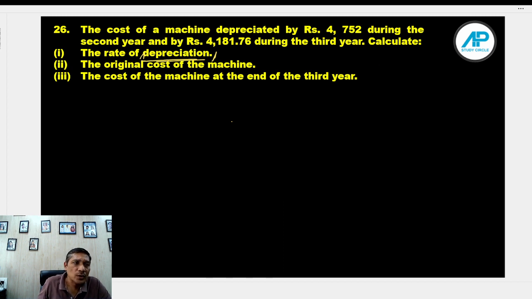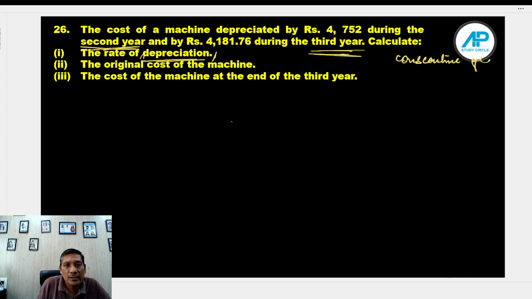The question: the cost of a machine depreciated by 4752 during the second year and 4181.76 during the third year. Find the rate of depreciation. You must first of all note whether these two are consecutive years or not. And I can see that yes, they are consecutive years.